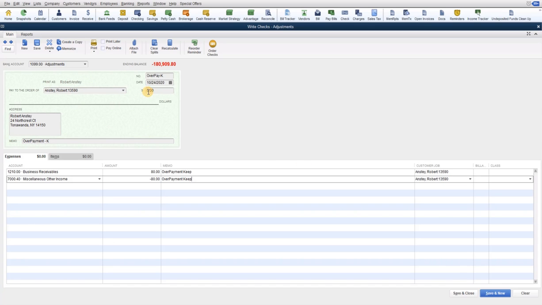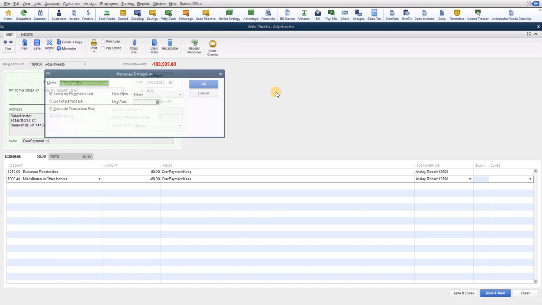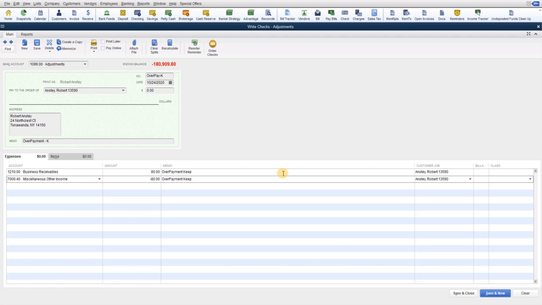Now, this is $0, so in your adjustment account, I usually use the adjustment account for this because it doesn't clog up your general operating fund account or your regular checking account. Now, I'm going to go ahead and memorize this because I want to make this one available the next time we need it. Okay, we're not going to add it to reminder. We're just going to leave it there. So now we have this.